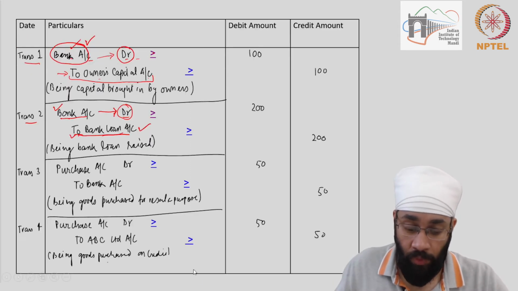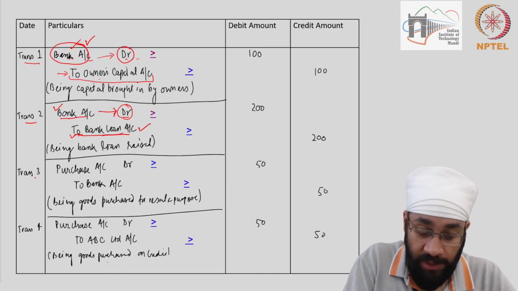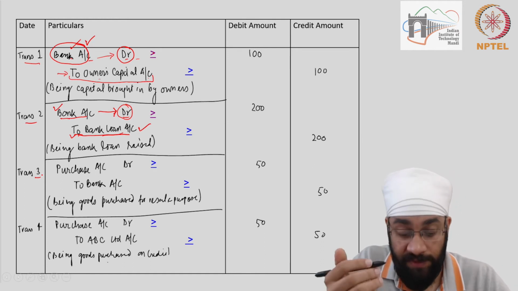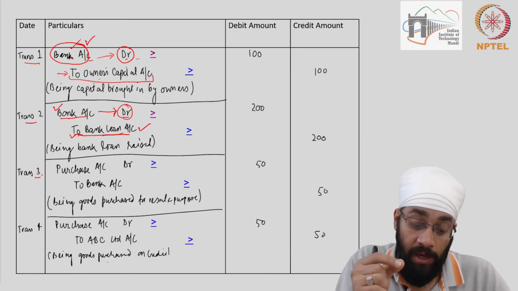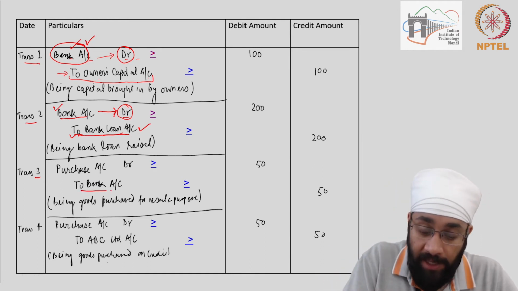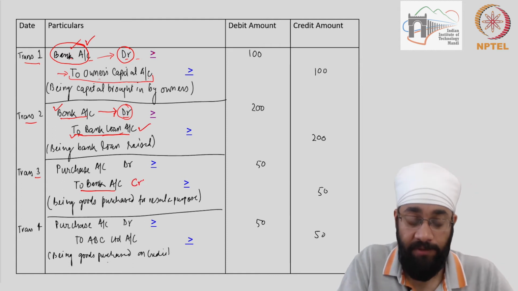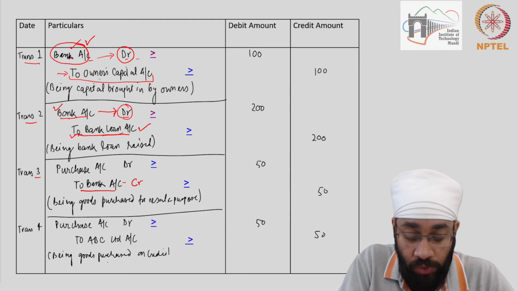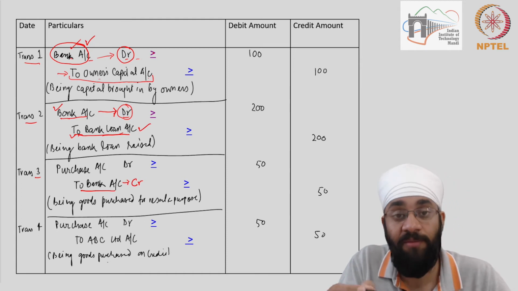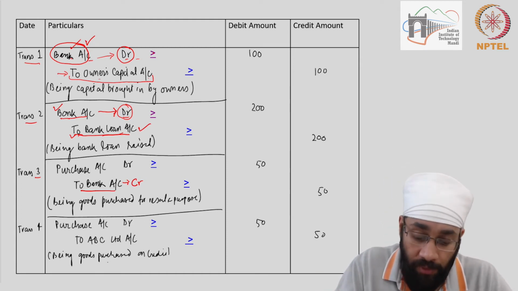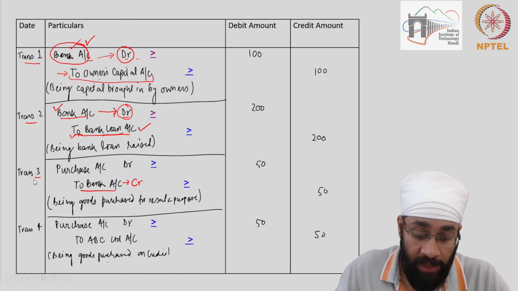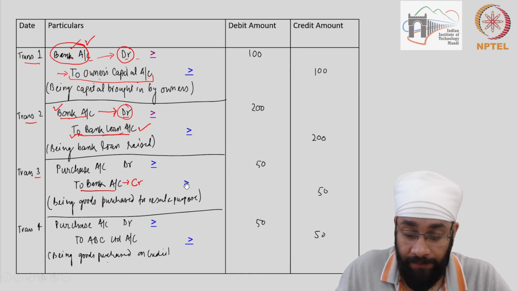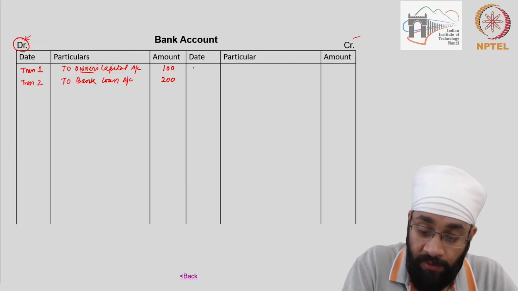Let us look at more transactions with bank account. Transaction 3 also involves bank account. However, in this case, bank account is being credited. We are not debiting it. So this transaction is telling us to go to credit side of bank account. So we're going to go to the credit side of bank account and write transaction 3.